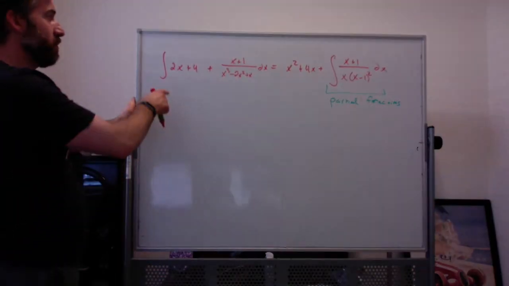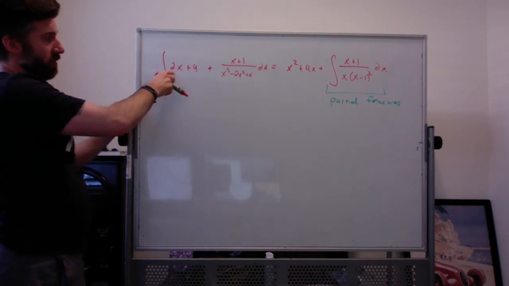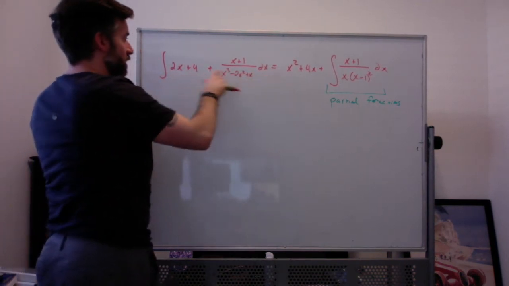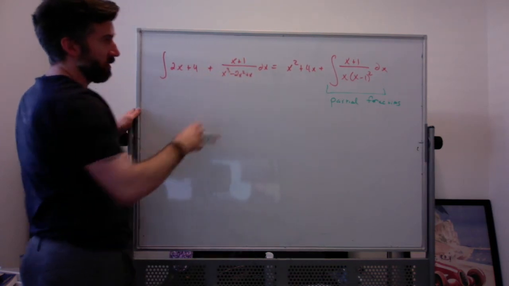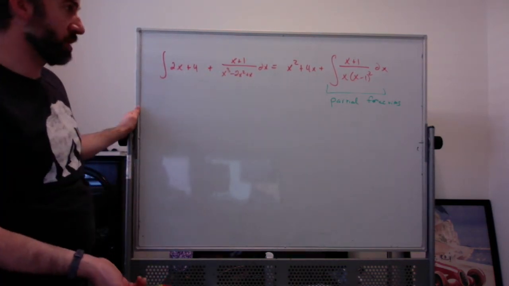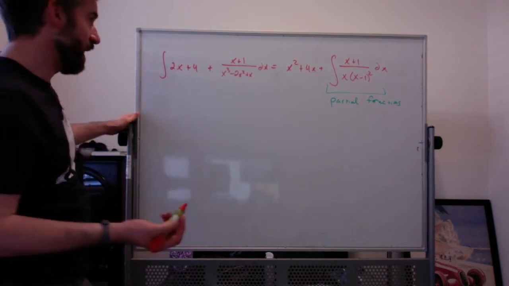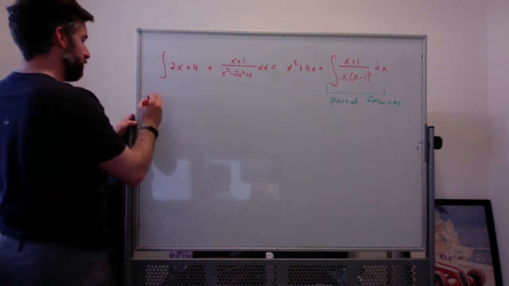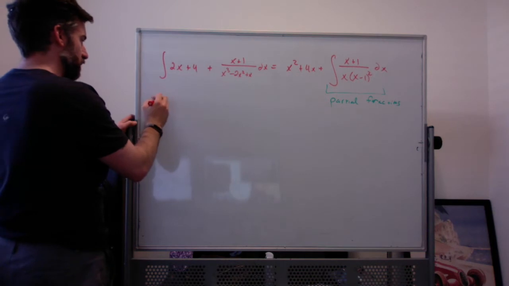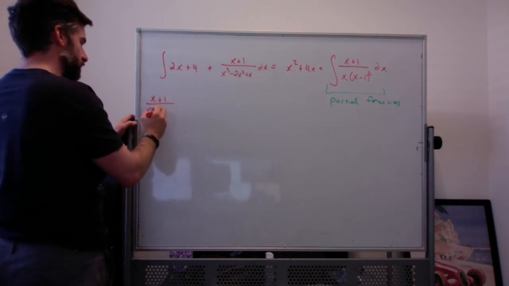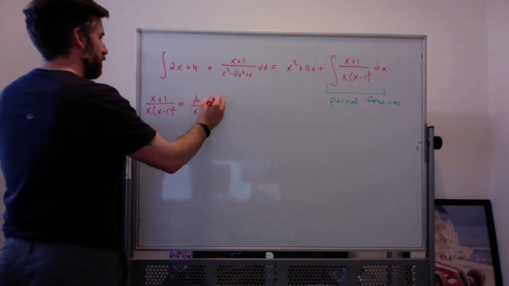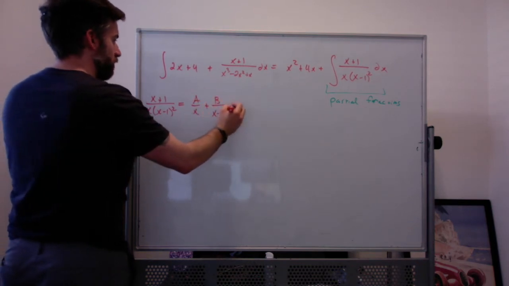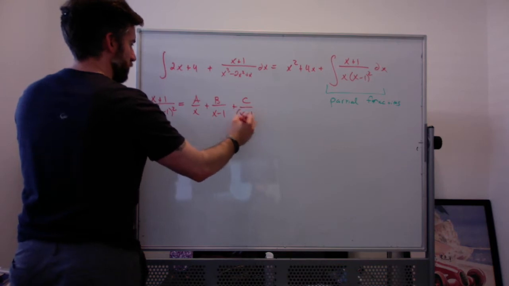Now I'm going to actually finish the integral. So here it is again. And I've split it up, so I've done the integral of 2x is x squared, the integral of 4 is 4x, and the integral of x plus 1 over x cubed minus 2x squared plus x, I factored the denominator, where it's x times x minus 1 squared. And now we're going to do a partial fraction decomposition. So I'm going to say that x plus 1 over x times x minus 1 squared is a over x plus b over x minus 1 plus c over x minus 1 squared.